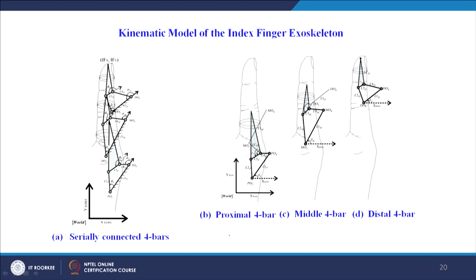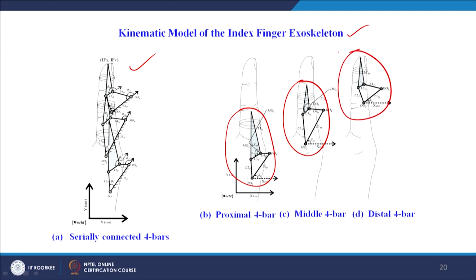And now coming to the kinematic model of the index finger exoskeleton, having designed the 3 finger exoskeleton, first we see the kinematic model of the index finger exoskeleton. So we have designed it in such a way that the first 4 bar is for the proximal phalanx, the second 4 bar is for the middle phalanx, and the third 4 bar is for the distal phalanx, and these 3 are connected serially as shown here in this figure on the left.